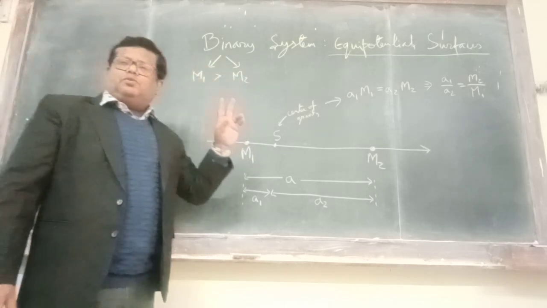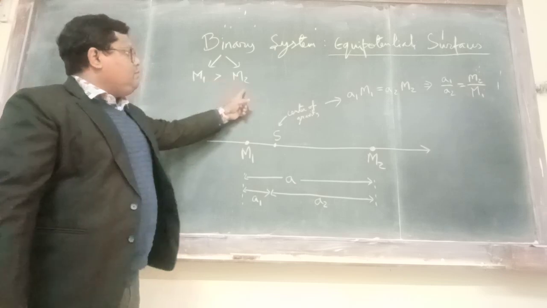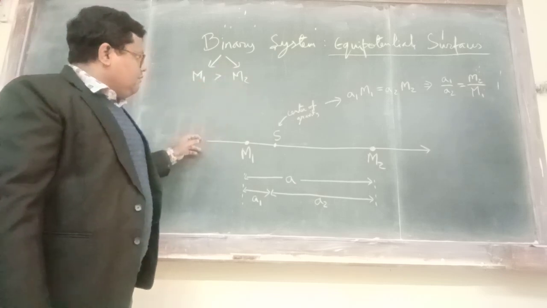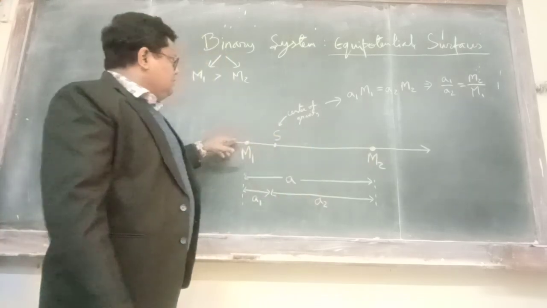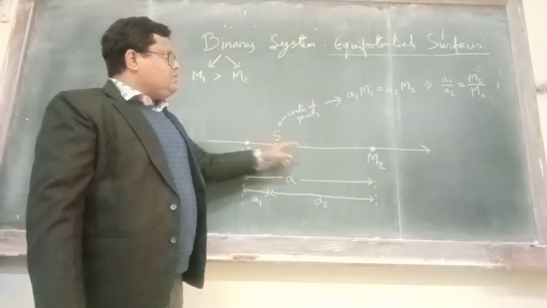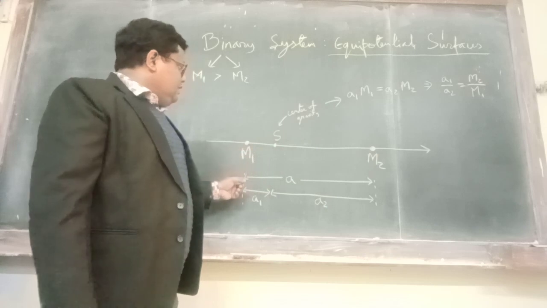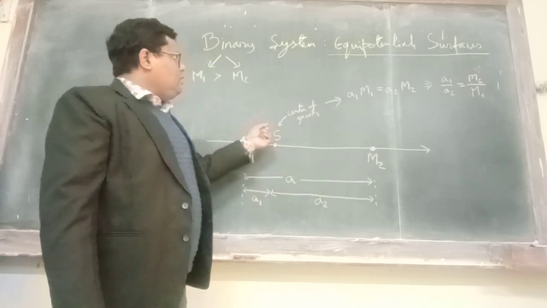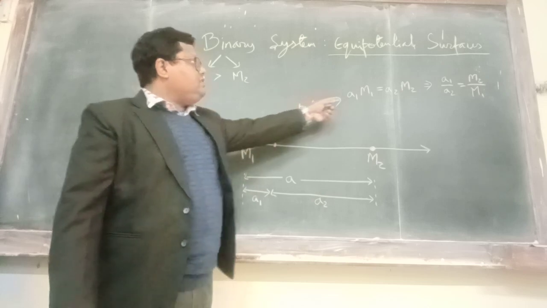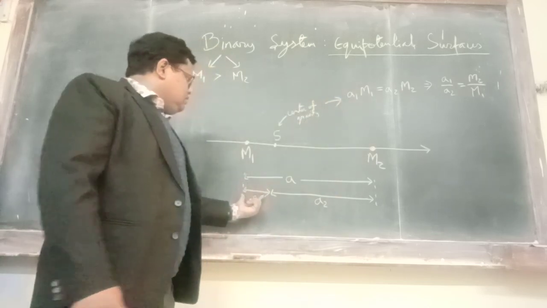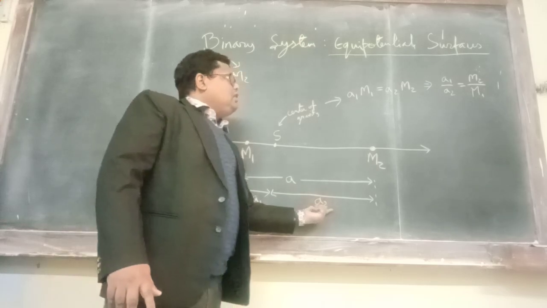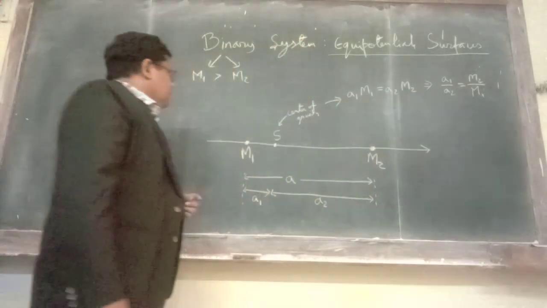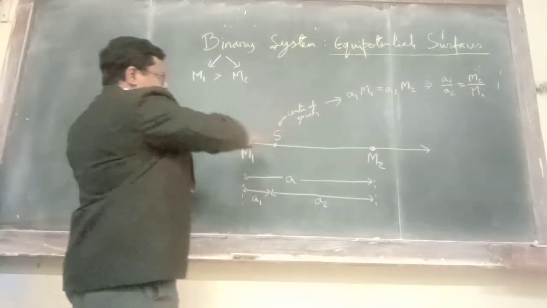So just consider two point masses M1 and M2, where M1 is greater than M2. Now I have drawn a line, and here S is the center of gravity. If small a is the distance between M1 and M2, then the center of gravity is defined by this, right? So this is small a1 and this is small a2, so that a1 M1 equals a2 M2. Now this is xyz.